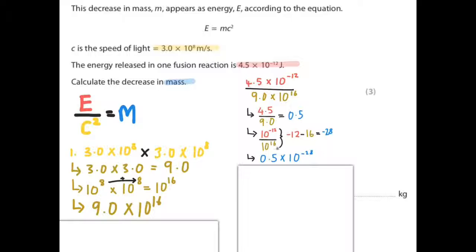But if you remember, standard form has to be written between 1 and 9.9, so this isn't correct. So we need to move this here to make it a number between 1 and 9.9, so 5.0. But we just increased this by a factor of 10, so we need to maintain the value, and we need to lower the power by a factor of 10. Remember, lowering a negative value means making it more negative. So this should become 5 times 10 to the minus 29 kilograms.